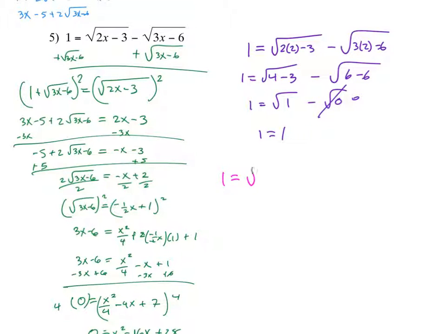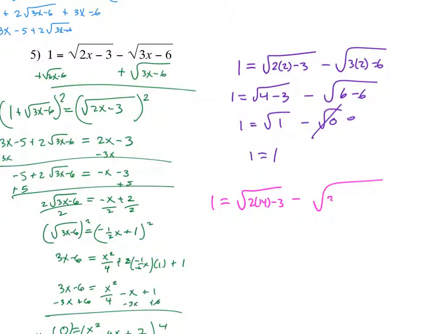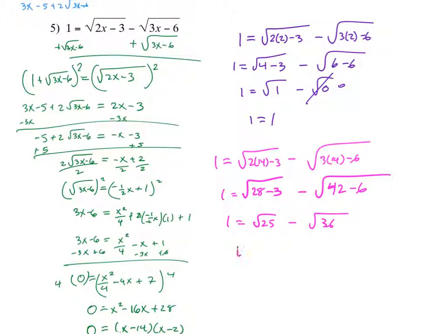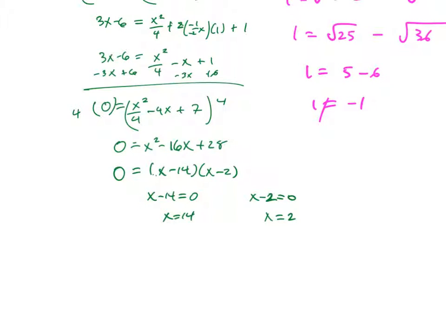Now let's do the same with the 14. So 1 equals the square root of 2 times 14 minus 3 minus the square root of 3 times 14 minus 6. So 1 equals the square root of 28 minus 3 minus the square root of 42 minus 6. So 1 equals the square root of 25 minus the square root of 36. So 1 equals 5 minus 6. 1 does not equal negative 1. So I know that 14 is not a solution, so my solution here is x equals 2.